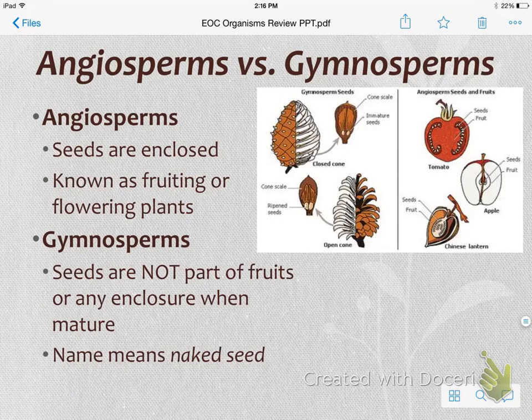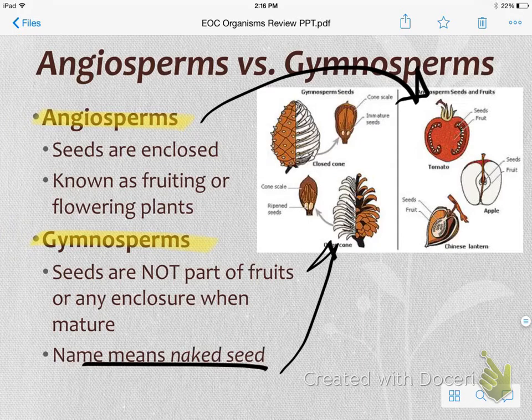Angiosperms and gymnosperms are both seed-producing, but they're two different types. So angiosperms, seeds are enclosed. They're known as fruiting or flowering plants. So if you look over here, things like an apple is an angiosperm. Gymnosperms are not part of the fruit. The name actually means naked seed. These are things like pine cones, where the seeds are exposed when the cone opens.